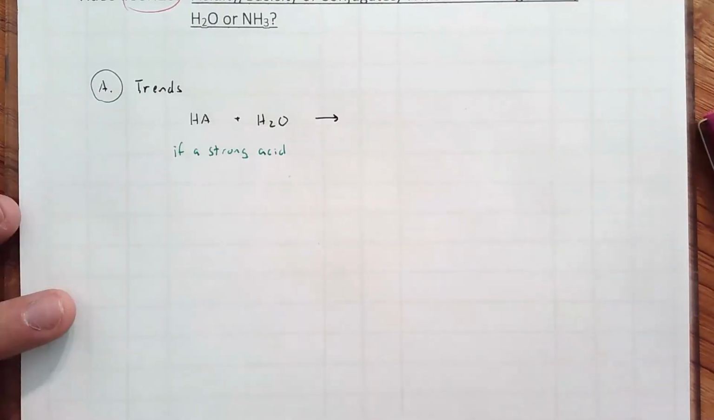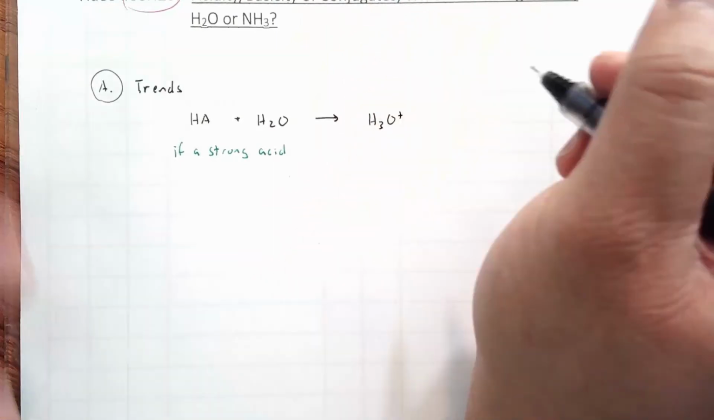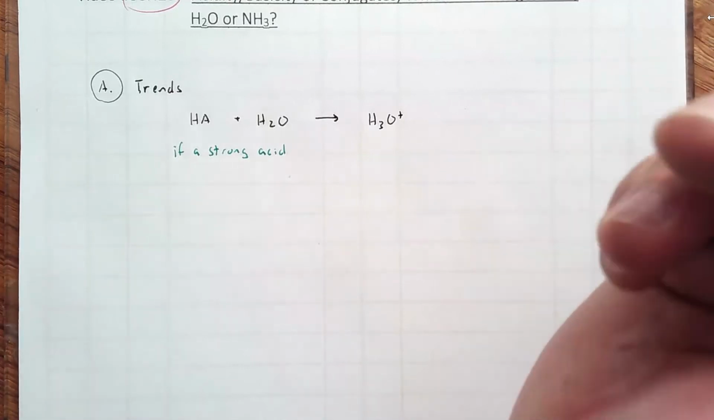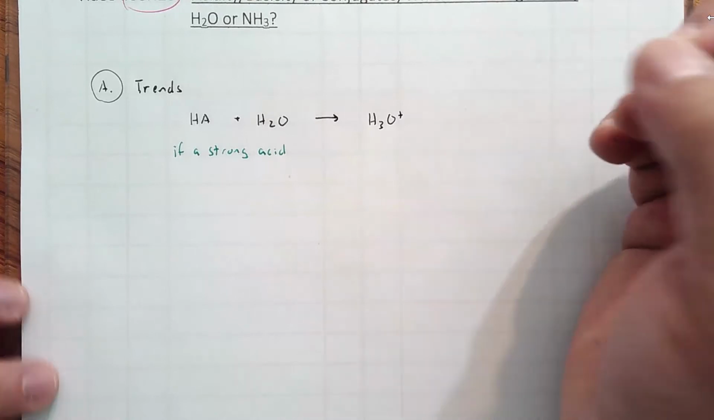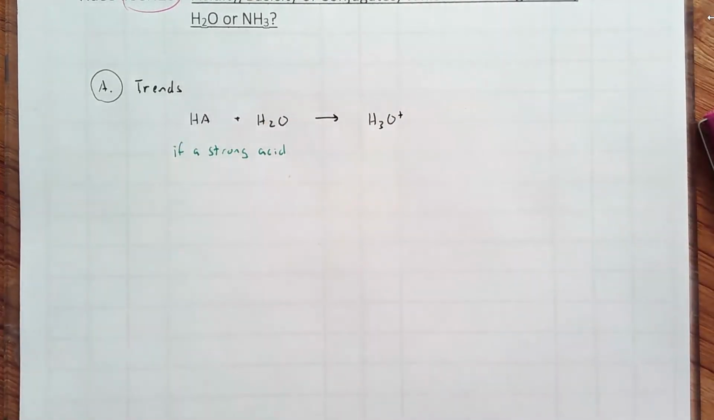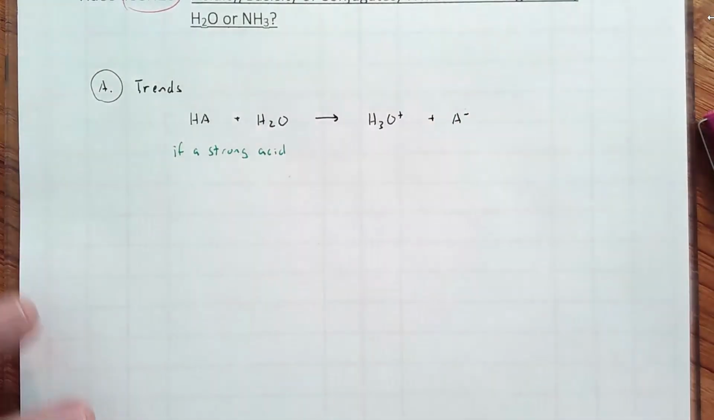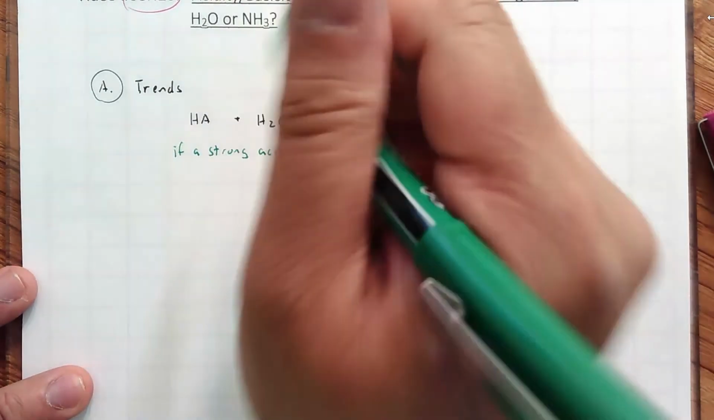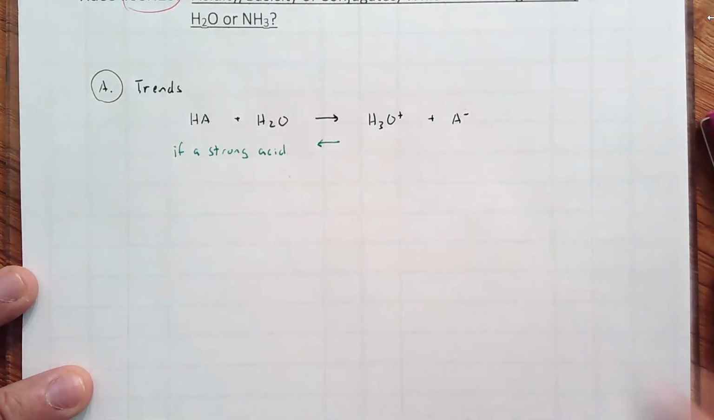If it's a strong acid, we're going to get close to 100% dissociation. By the way, I may not have mentioned this in the previous video, but we're going to think of dissociation as the same as ionization. So 100% dissociation means 100% ionization, and we get the hydronium and the anion. If this is a strong acid, what that implies is that it does not go backwards, so I'll put an X here.